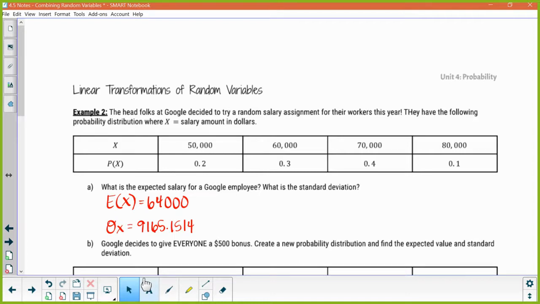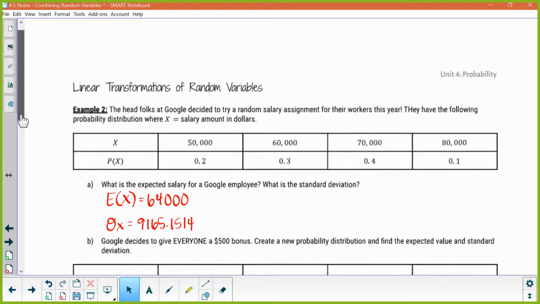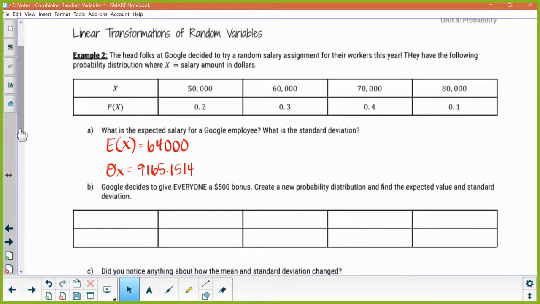So beyond that, they are going to give everybody a $500 bonus. So they're increasing the salary amount by $500. They want us to create a new probability distribution and find the expected value and standard deviation for that group. So I have my additional $500 that I'm going to add on to everybody's salary. I just called it X plus 500.